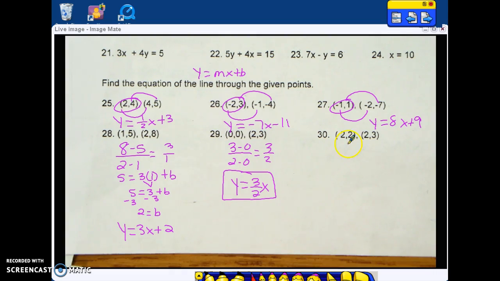For number 30, I get 3 minus 2 over 2 minus 2. 3 minus 2 is 1. 2 minus 2 is 0. I cannot divide a number by 0, so my slope is undefined. But I know this is going to be a vertical line, and no matter which point I have on this graph, my input or my x variable is going to be 2. So the equation is x equals 2.